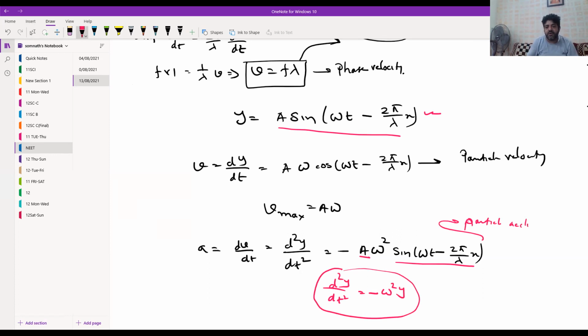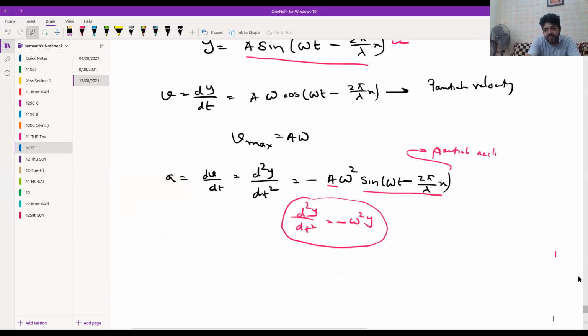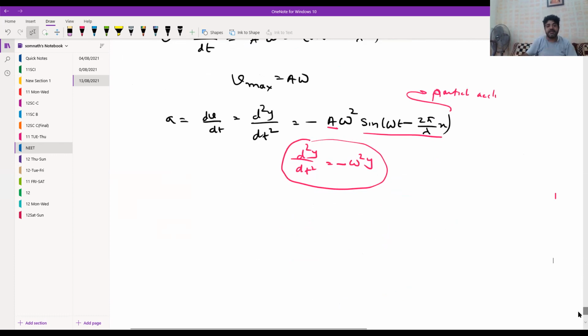If anyone asks you what is the maximum particle acceleration, I can easily say my maximum particle acceleration is omega square A, where A is the amplitude, yes or no? Now try one numerical.